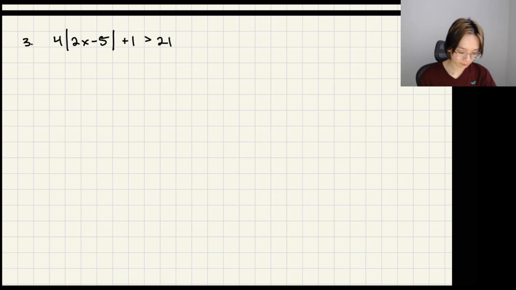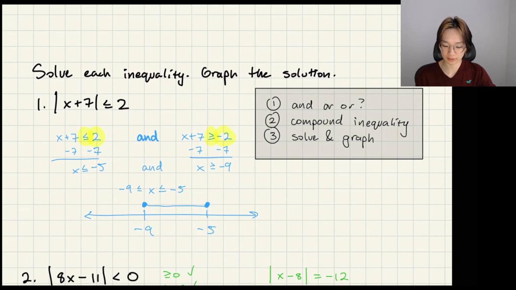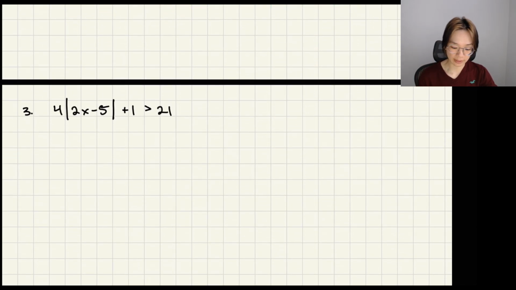Let's try a third example. This one, kind of jumping into the more complicated stuff here. 4 times the absolute value of 2x minus 5, plus 1, is greater than 21. Now, you might be thinking, okay, first step here, figure out if it's and or or. We have, okay, the absolute value side's this side, it's greater than, so it's going to be an or, right?